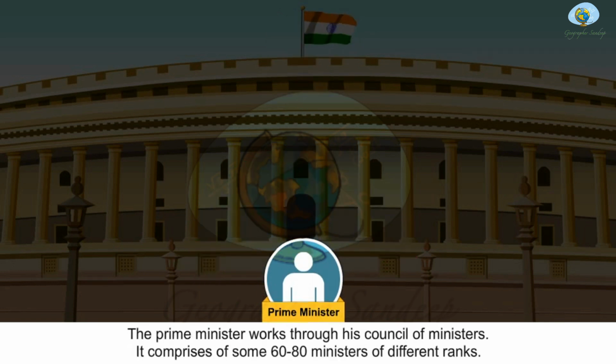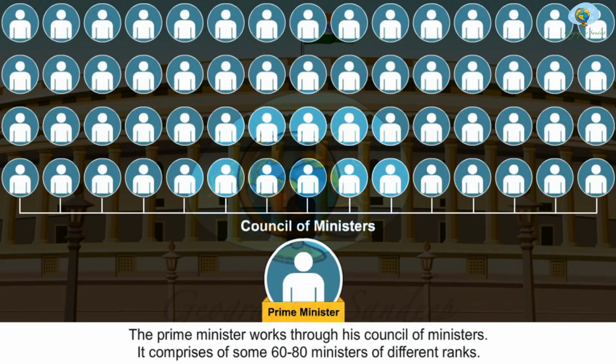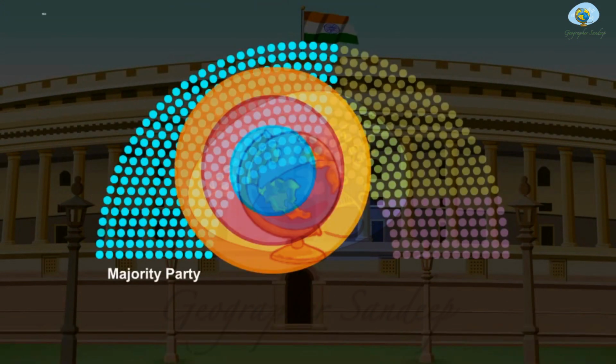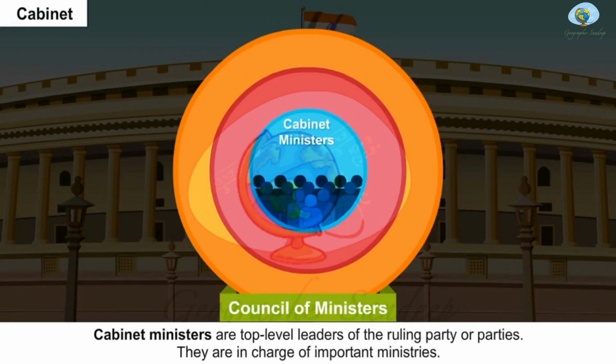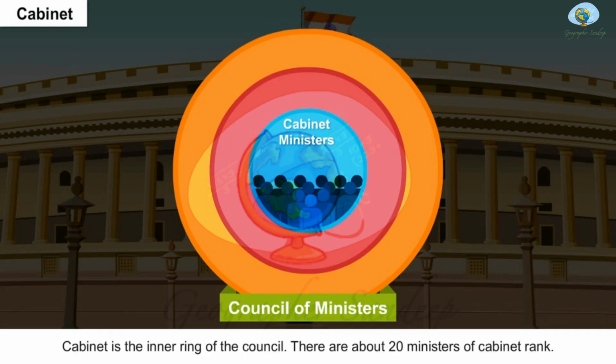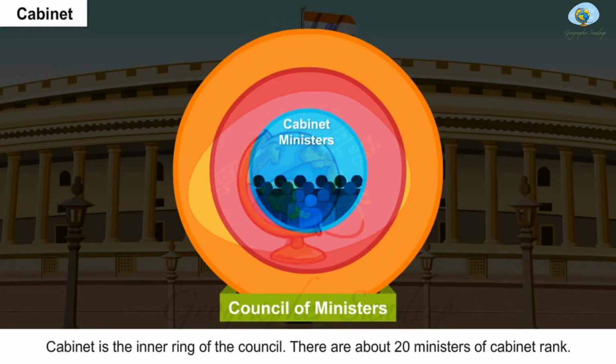The Prime Minister works through his Council of Ministers. It comprises of some 60 to 80 ministers of different ranks. Cabinet ministers are top-level leaders of the ruling party or parties. They are in charge of important ministries. Cabinet is the inner ring of the council. There are about 20 ministers of cabinet rank.